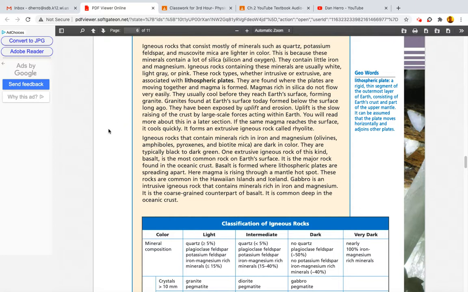Magmas rich in silica do not flow very easily. They usually cool before they reach Earth's surface, forming granite. Granites found at Earth's surface today formed below the surface long ago. They have been exposed by uplift and erosion. Uplift is the slow raising of the crust by large-scale forces acting within Earth. You will read more about this in a later section. If the same magma reaches the surface, it cools quickly. It forms an extrusive igneous rock called rhyolite.